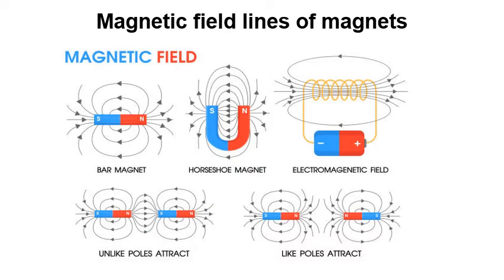Magnetic field lines of various shapes of magnets. We have the magnetic field lines around a bar magnet, magnetic field lines around a horseshoe magnet, and that of the electromagnetic field. We have magnetic field lines around two unlike poles, and we have magnetic field lines around like poles. We have to take note of the directions of the magnetic field lines because they usually ask in exams.